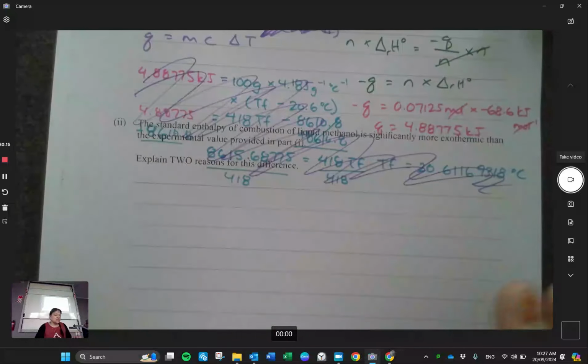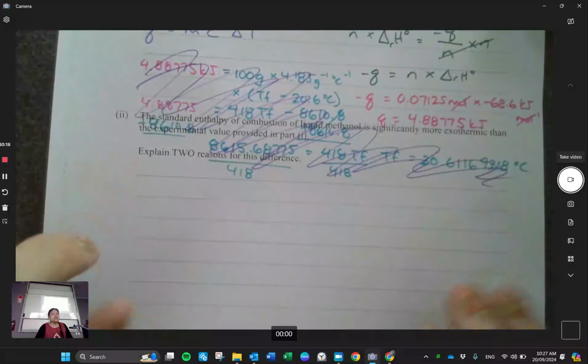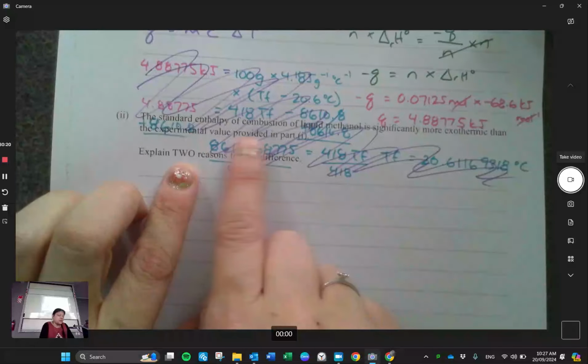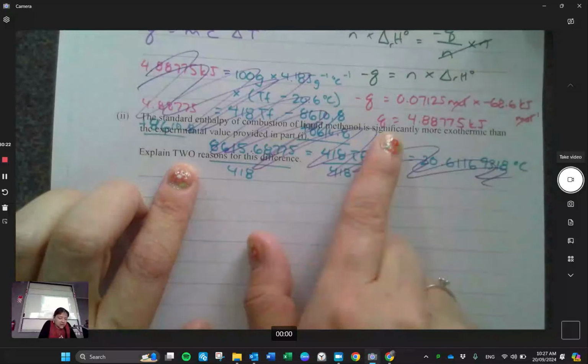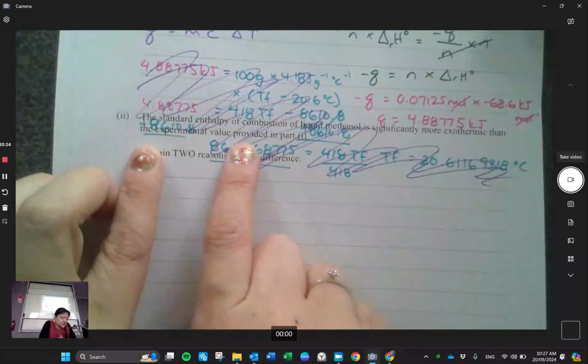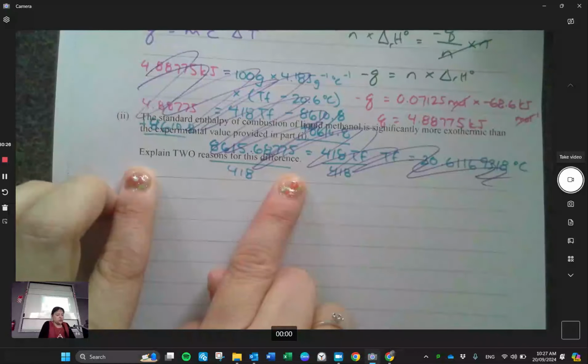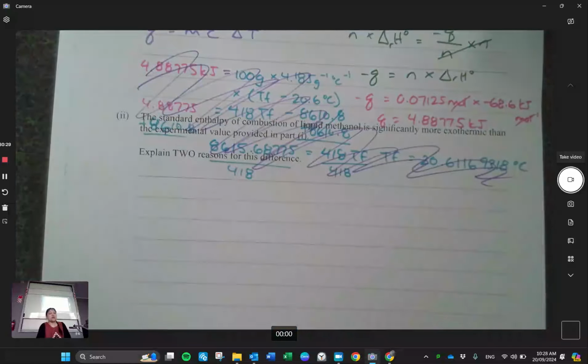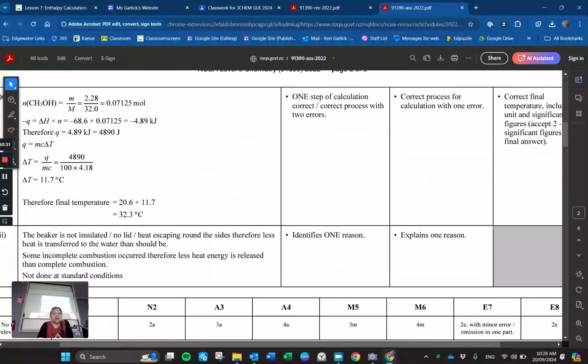All right, just want to point out this second question here because, again, it is a common question. They say the standard enthalpy of combustion of methanol is slightly more exothermic than the experimental value provided in part 1. Explain 2 reasons for this difference. So that is a common theory question.